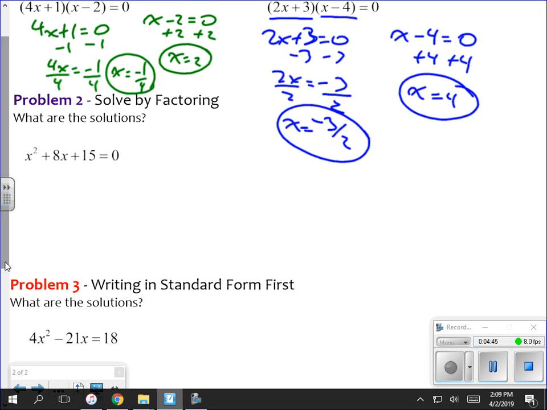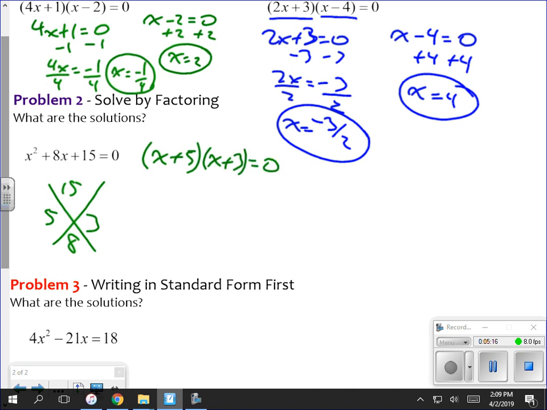A couple of steps. Now we get to this one. Okay, solve by factoring. My first step is to factor. So set up your big X. I have 15 on the top, 8 on the bottom. Two numbers that multiply to give me 15 and add to give me 8? 5 and 3. So that means when I factor this, I get x plus 5, x plus 3 equal to 0. That's my first step.